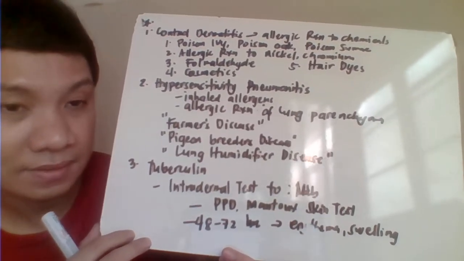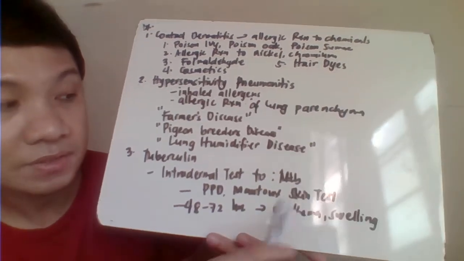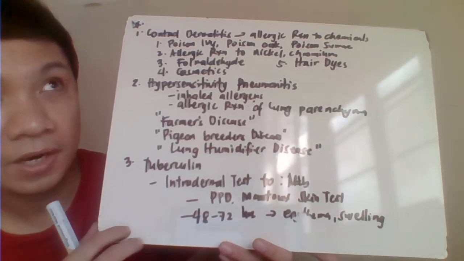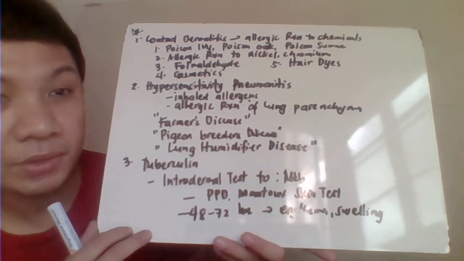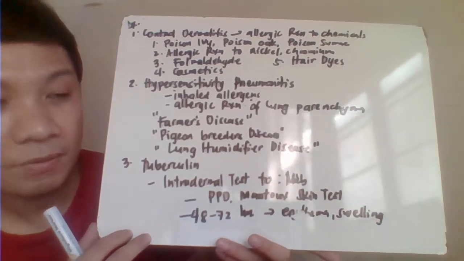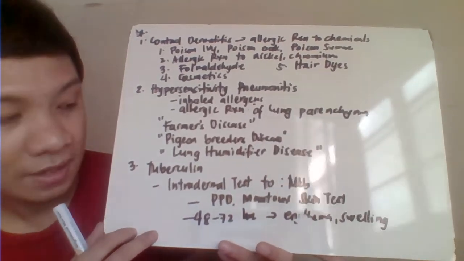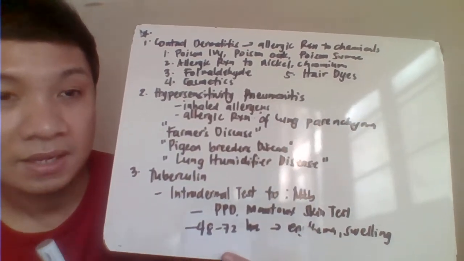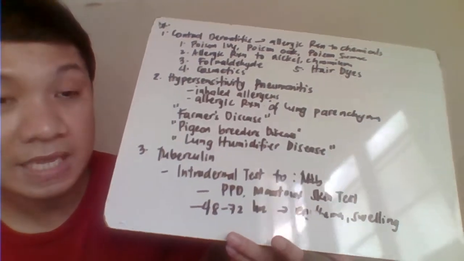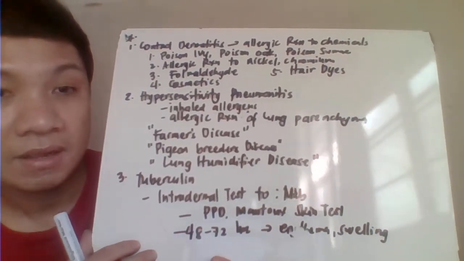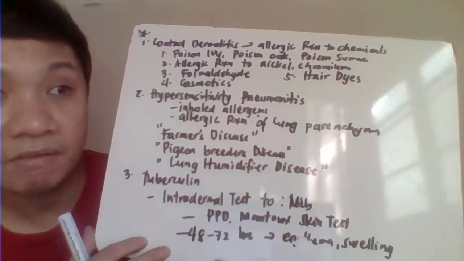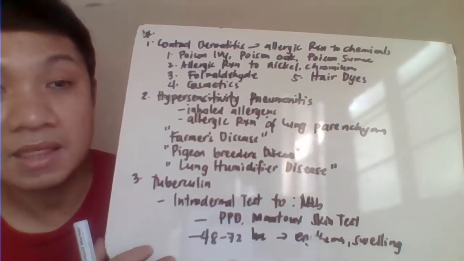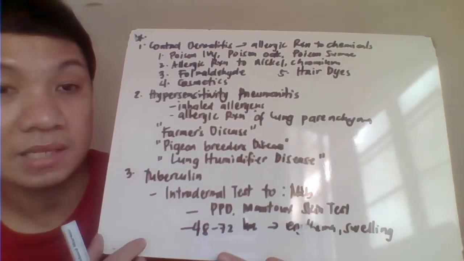And another one is the tuberculin test. This is a skin test, like for example the skin test against Mycobacterium tuberculosis, the PPD, plus the Mantoux skin test. If you inject the allergen or microorganism into the skin, after 48 to 72 hours the patient will develop erythema surrounding the injected site, and that would mean the patient has had exposure to that microorganism.